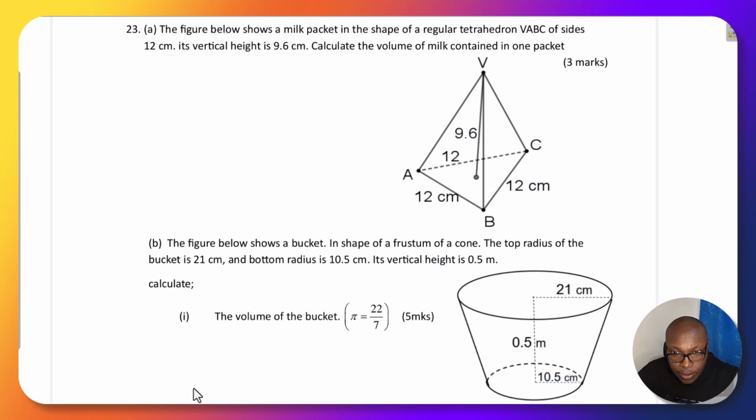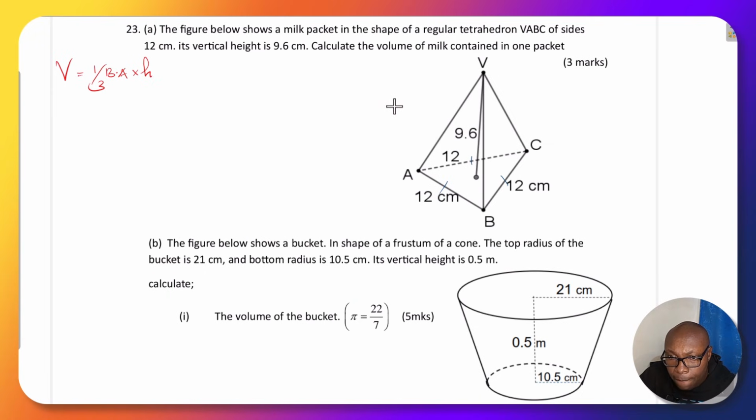Now, when you look at this packet, it has a base that is an equilateral triangle. It has a uniform length of 12, 12, and 12. So this is an equilateral triangle. So how do you get the volume of this tetrahedron shape? You need to use the formula. Volume is equivalent to a third base area times the height. That is how you're going to get the volume of this tetrahedron shape.